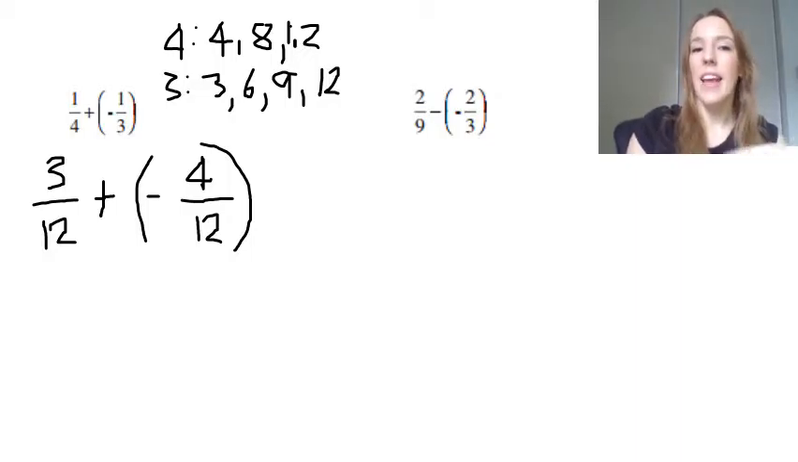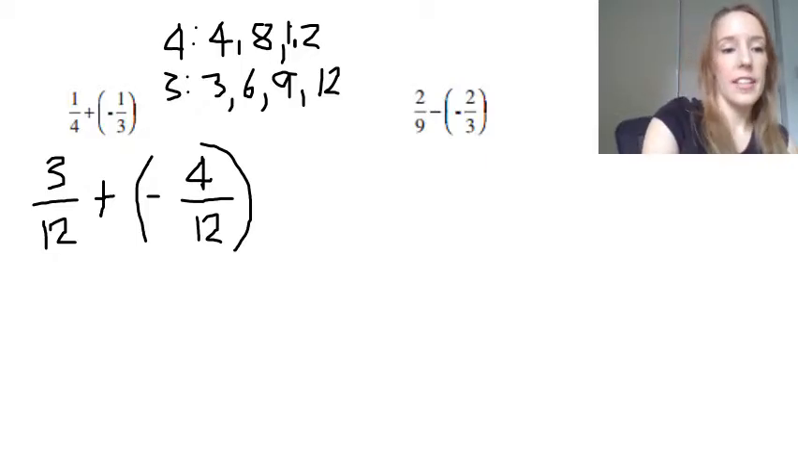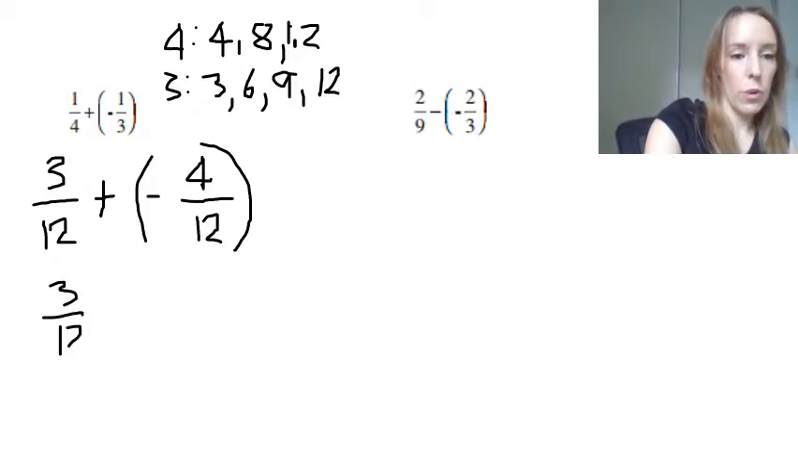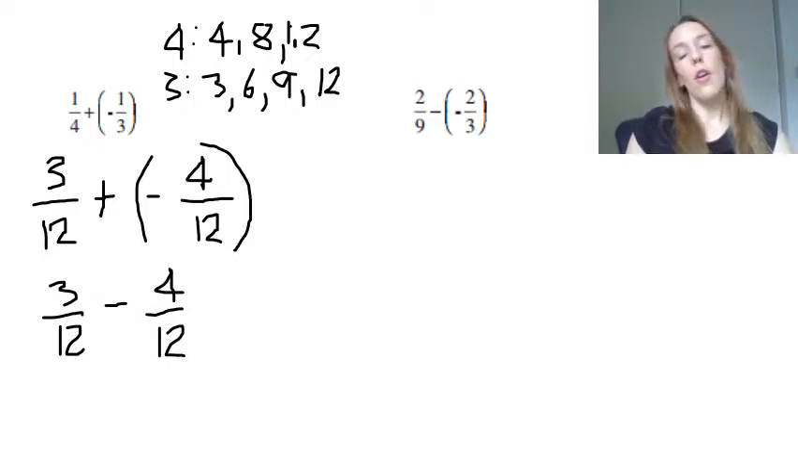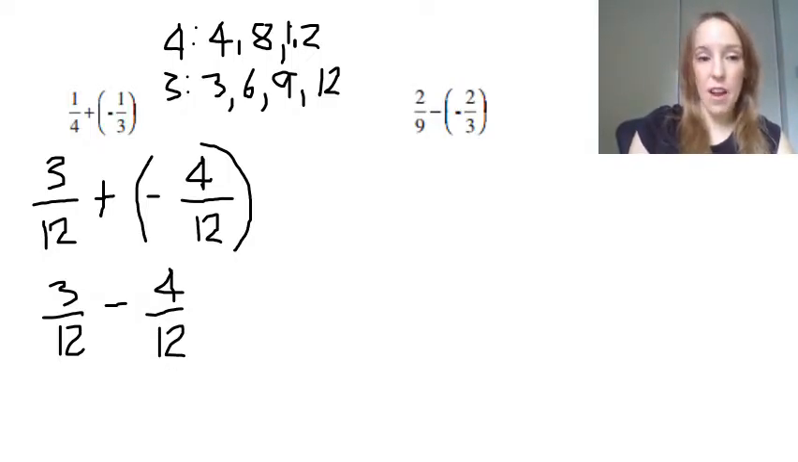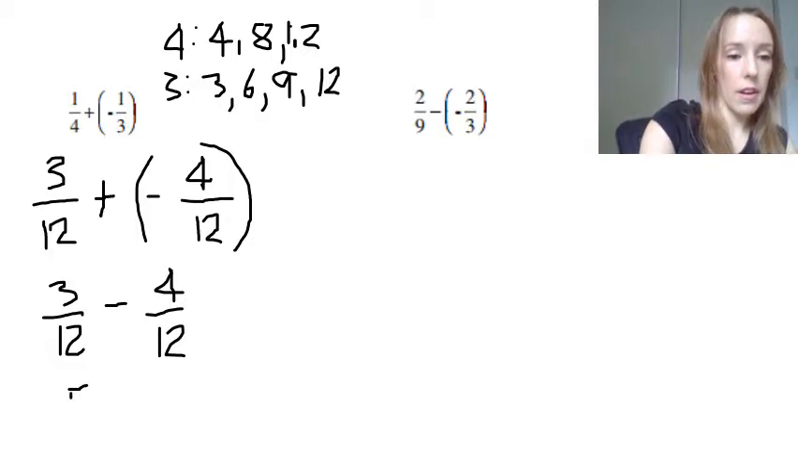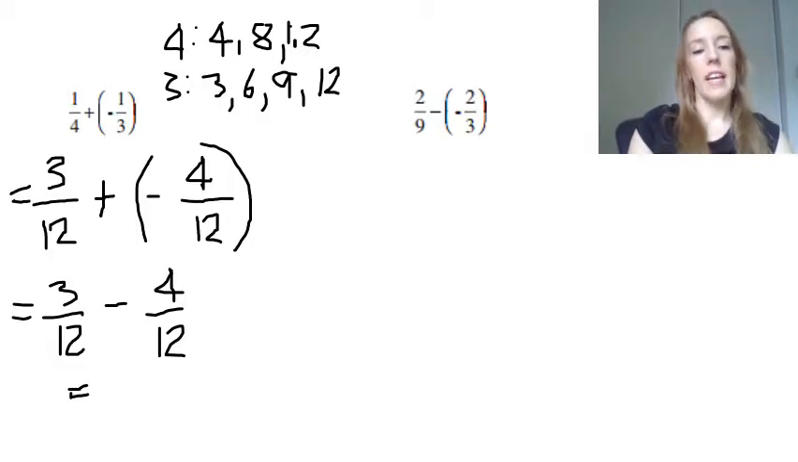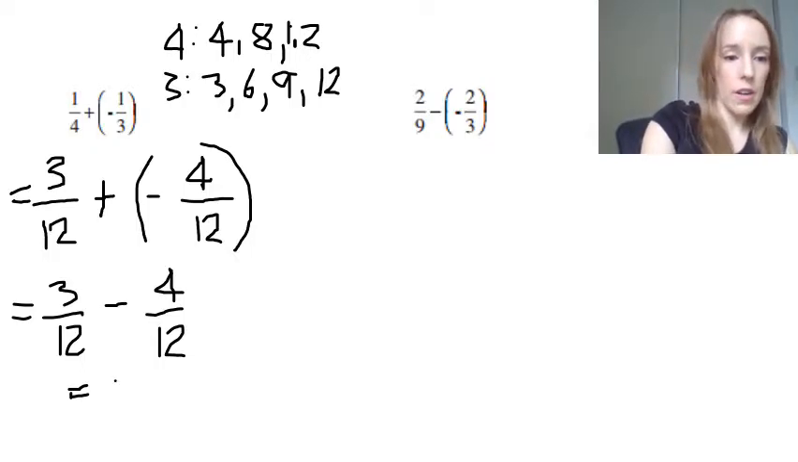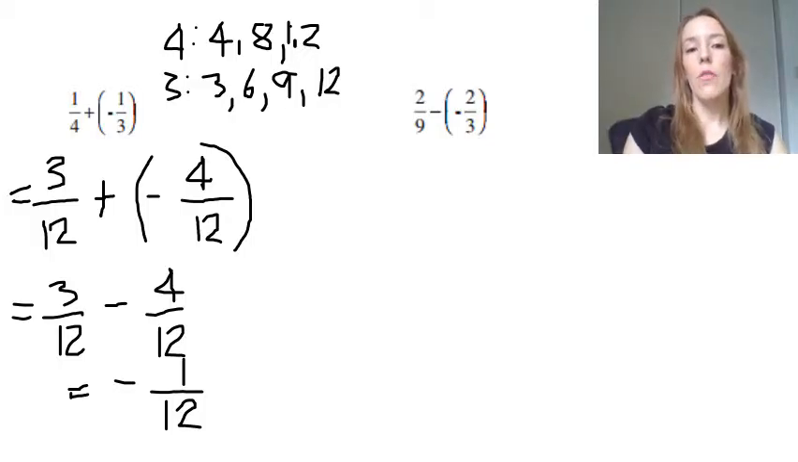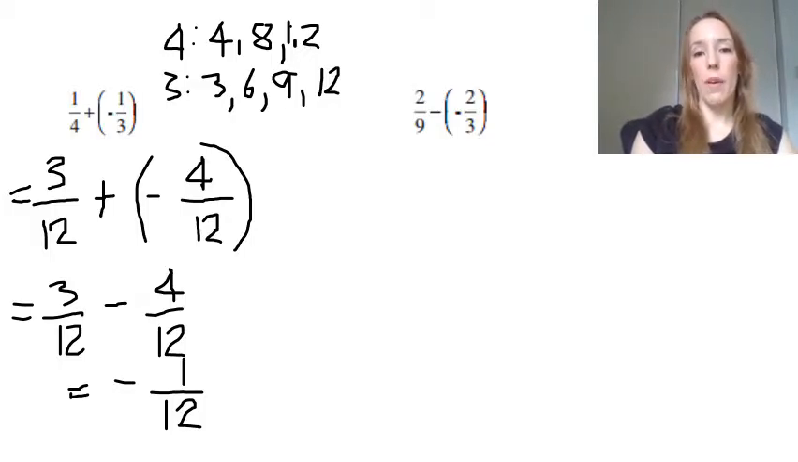So remember, when we're adding, a negative is the same as doing subtraction. So it's the same as doing 3 over 12 take 4 over 12. Now 3 take 4 is going to give us a negative number. It's going to give us negative 1. Oh, sorry, I should do my equal signs every time. So 3 take 4 is a negative number, so negative 1. So it's negative 1/12.